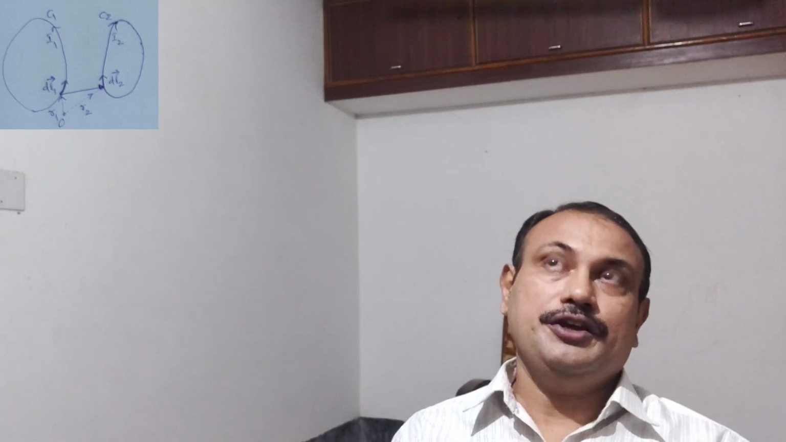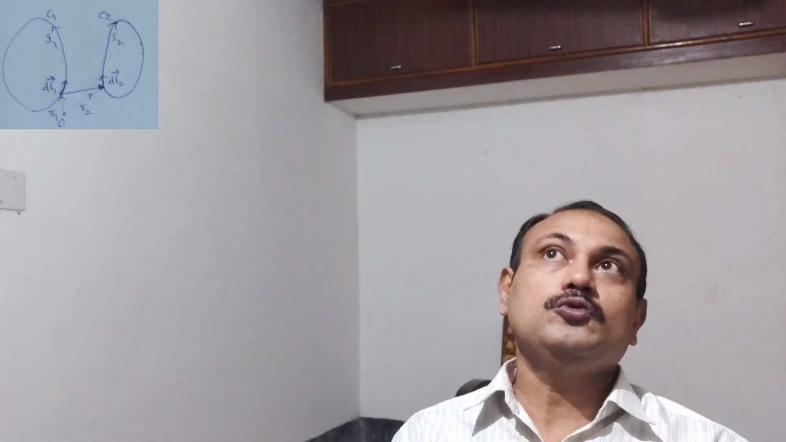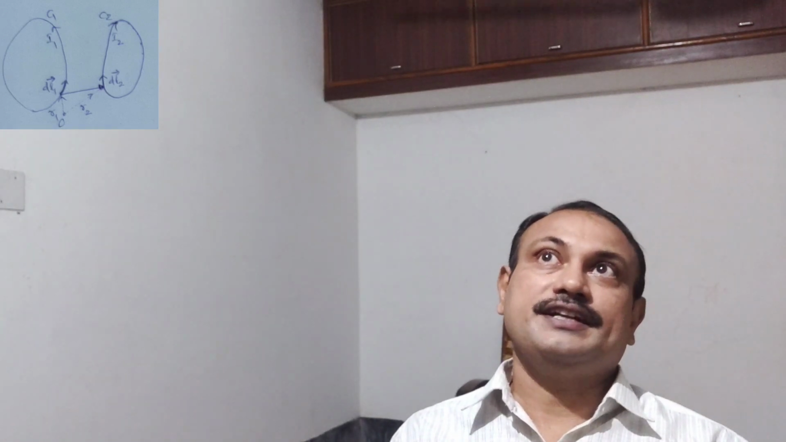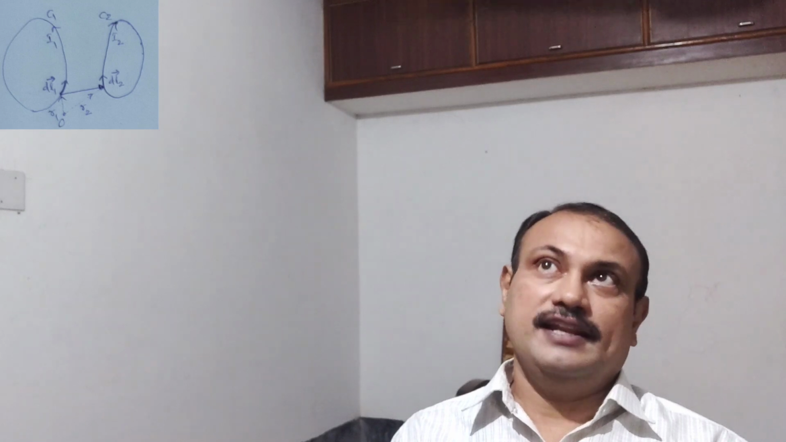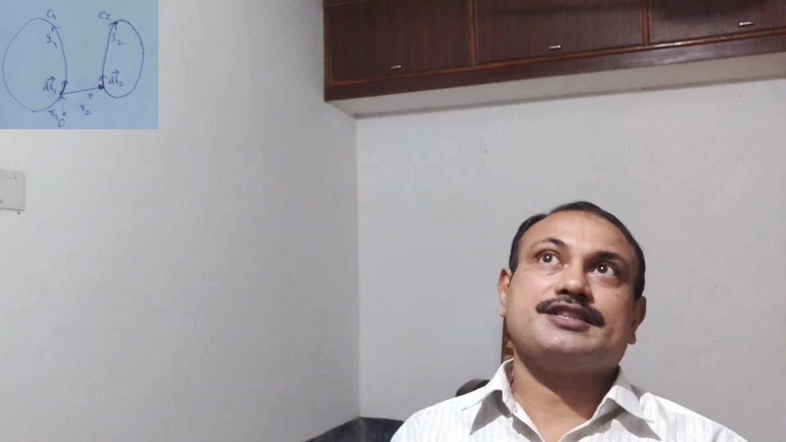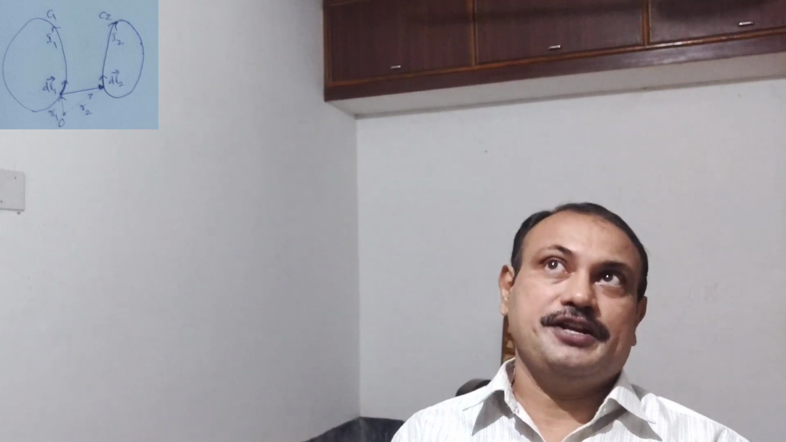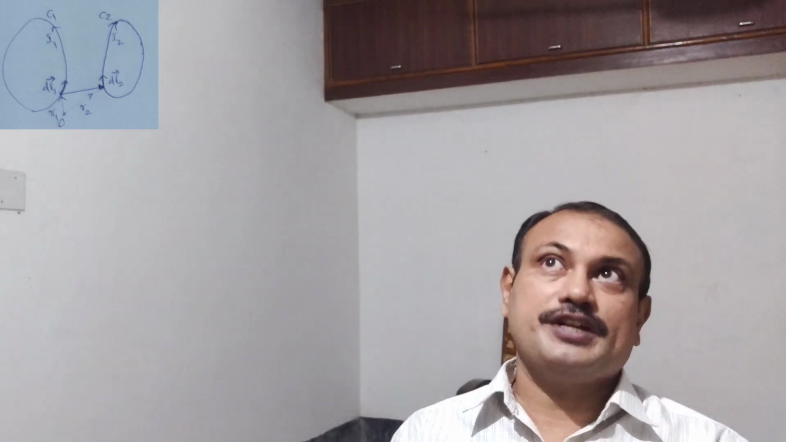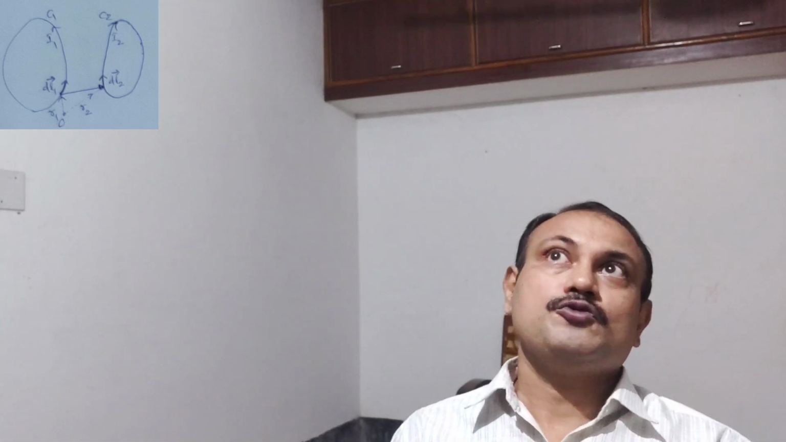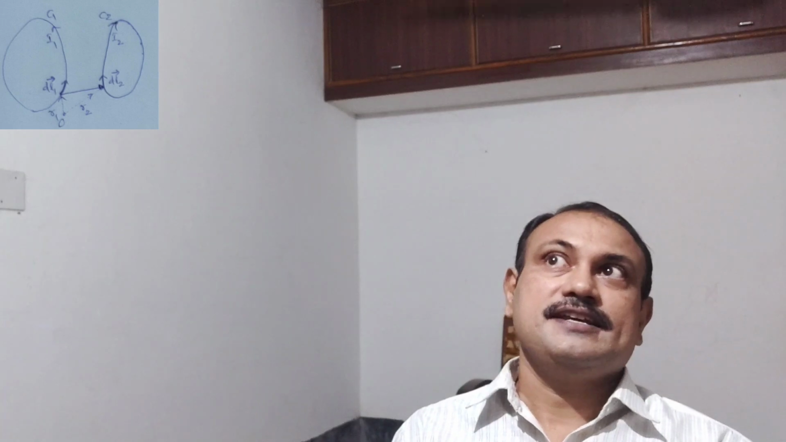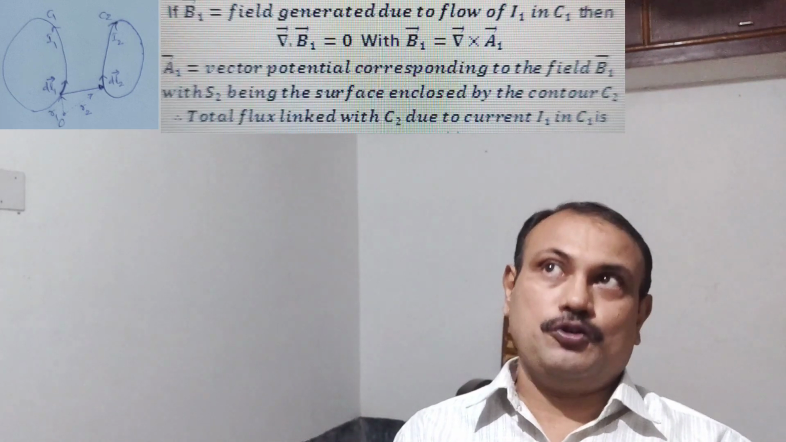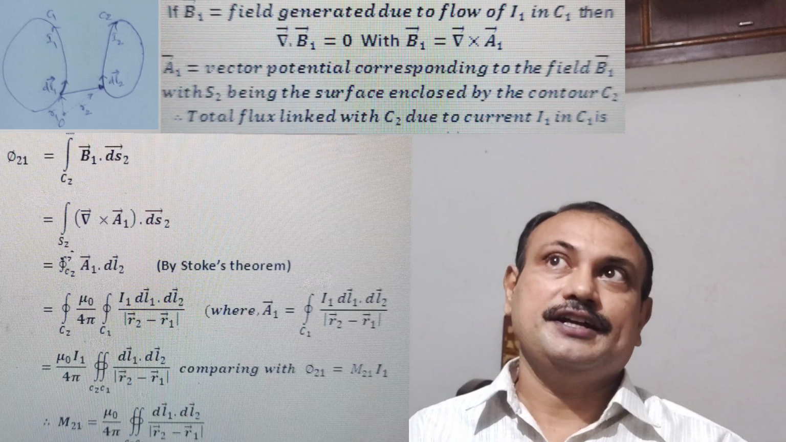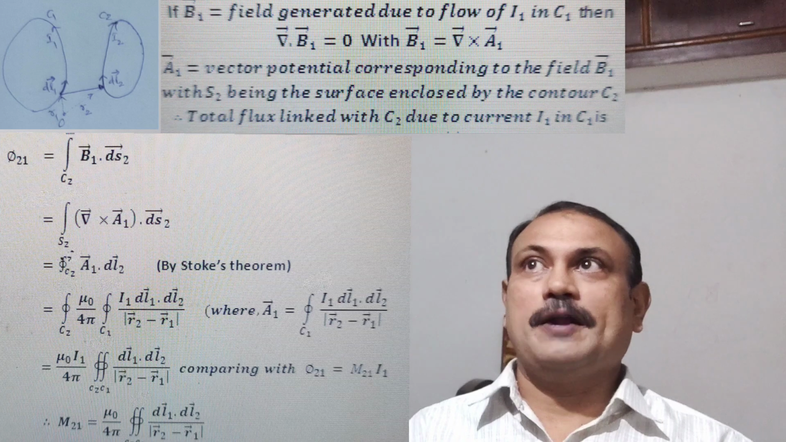If you see the picture, here we have C1, C2, the two contours carrying currents I1, I2, and dl1, dl2 are the differential length elements. R1, R2 are the position vectors of these length elements with respect to a certain origin O. When current is passed through, let us say the primary current in contour C1, in that case magnetic field B1 must be produced. We say that B1 is the field due to flow of current I1 in contour C1.